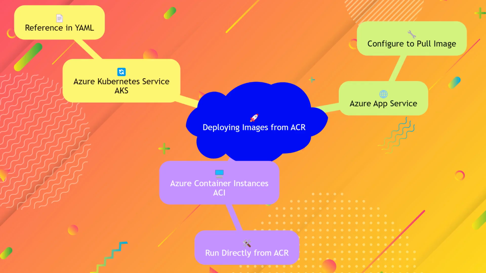Images stored in ACR can be deployed to various Azure services like Azure Kubernetes Service, AKS, Azure App Service, and Azure Container Instances, ACI. For AKS, you can reference the image in your Kubernetes deployment YAML file. For Azure App Service, you can configure the service to pull the image from ACR. Azure Container Instances allow you to run containers directly from ACR without managing the underlying infrastructure.